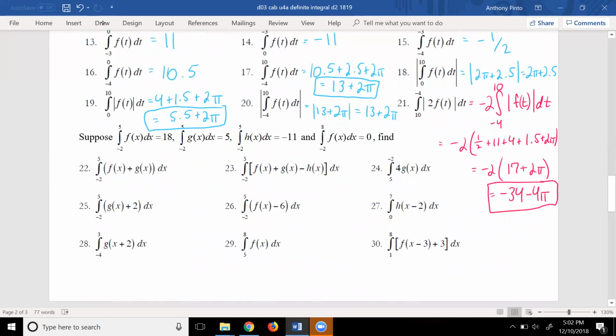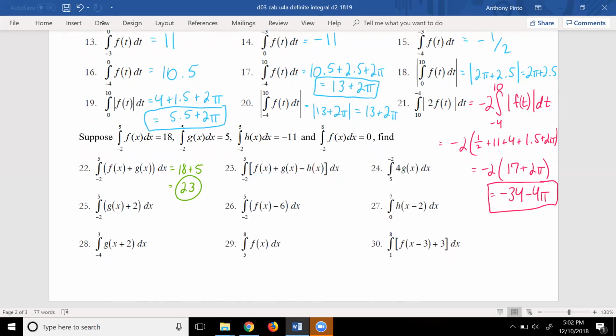From negative 2 to 5, the integral of f of x plus g of x dx. All right, well, we know what the integral of f of x from negative 2 to 5 is. It's 18. And we know what the integral of g of x from negative 2 to 5 is. It's 5. So our answer is simply 23. It's that easy.